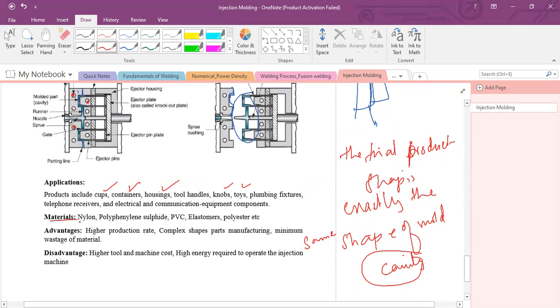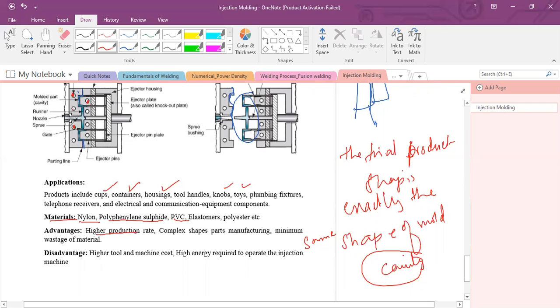Materials: nylon, which is a thermoplastic material. Polyphenylene is called a thermosetting material. PVC is a thermoplastic material. Then we have elastomers, which have high molecular weight. Polyester is also a thermoplastic material. So these materials, or some more materials, can be used during injection molding, and we can produce different parts by using different polymers.